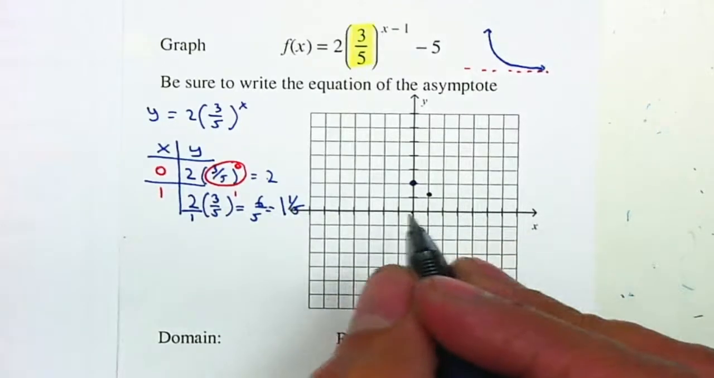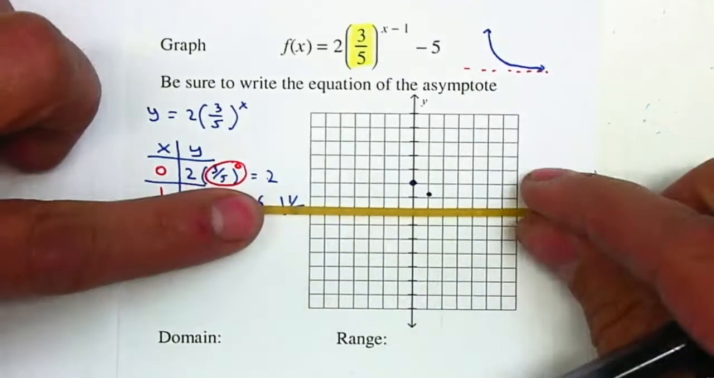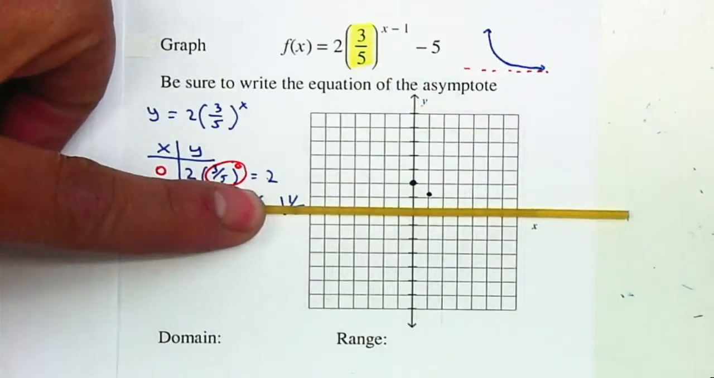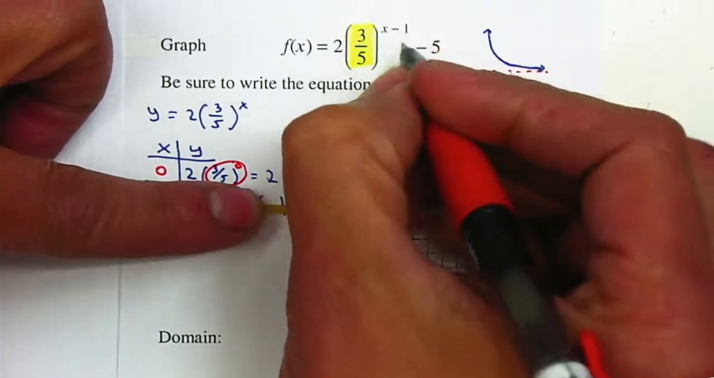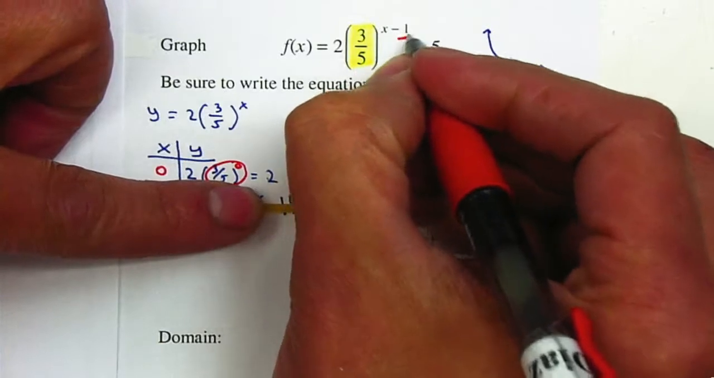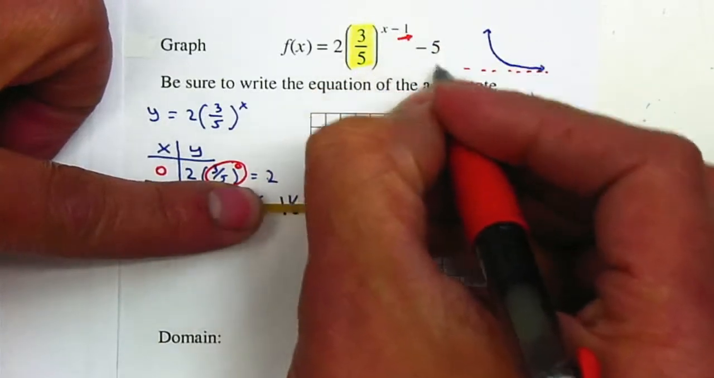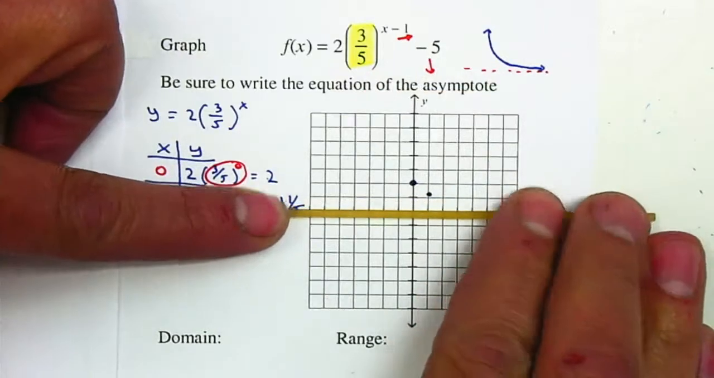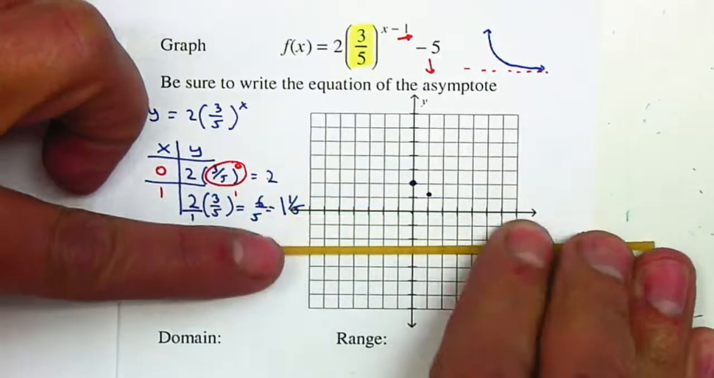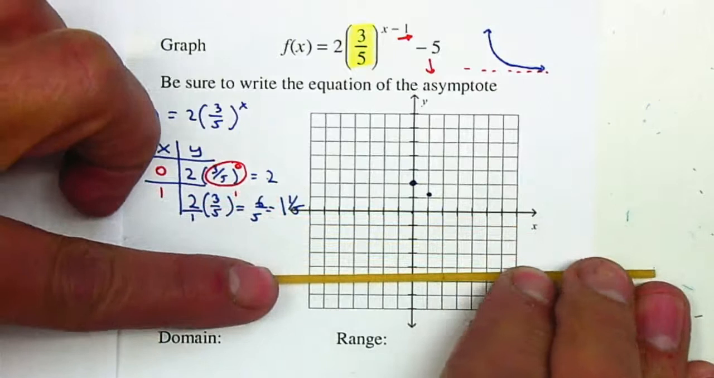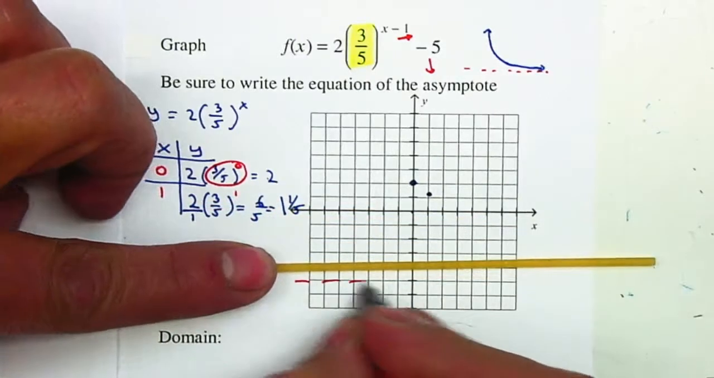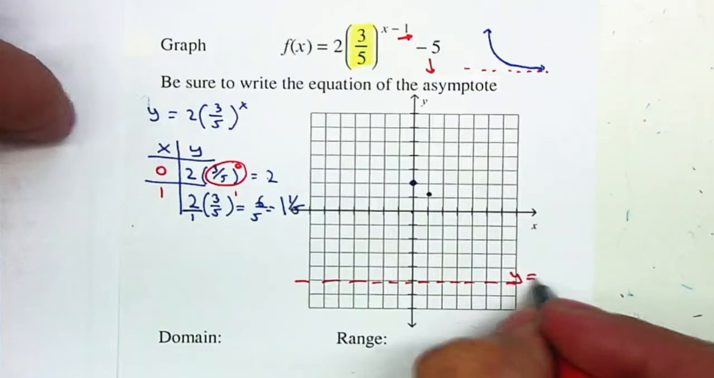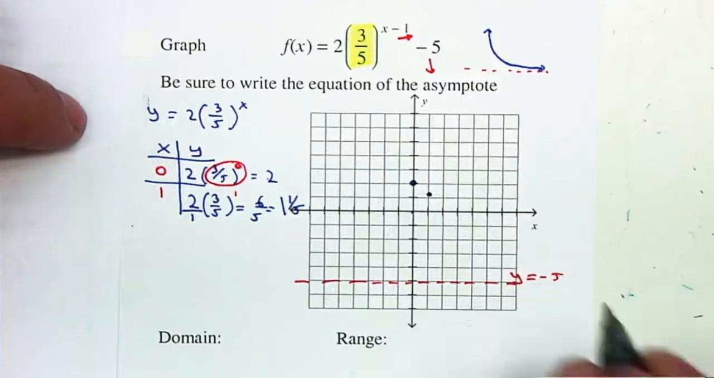Now my asymptote right now is located on the x-axis. But now I'm going to shift. This -1 is going to shift your graph to the right one, and this -5 is going to shift it down 5. So I'm going to shift it to the right one and down 1, 2, 3, 4, 5. So my new asymptote will be located where y equals -5 is the equation.